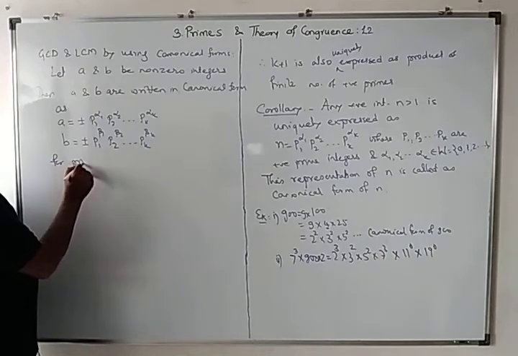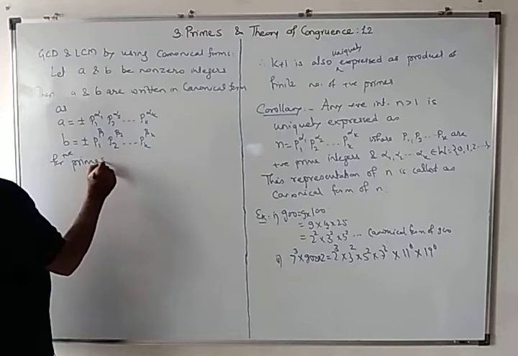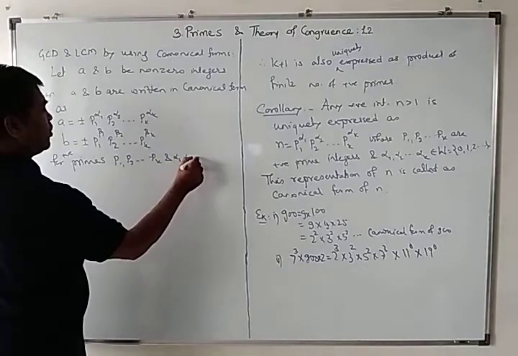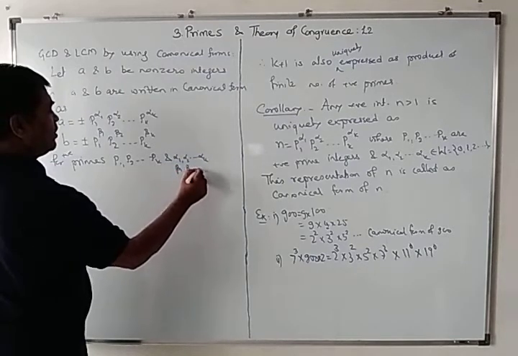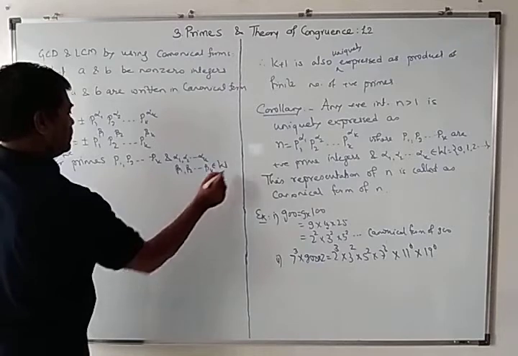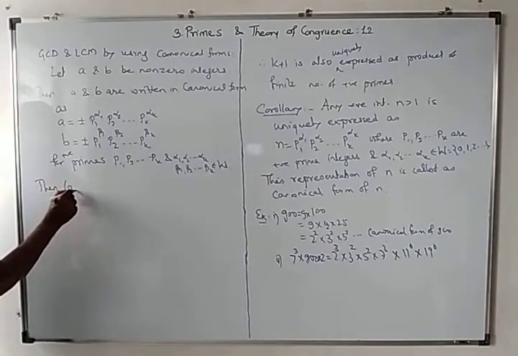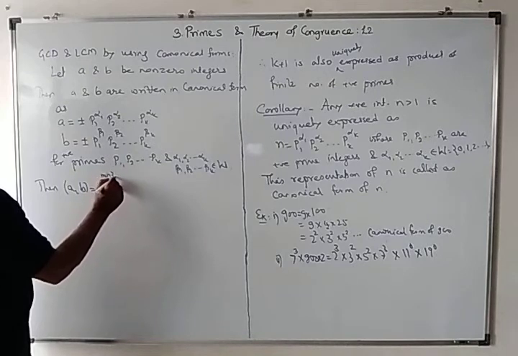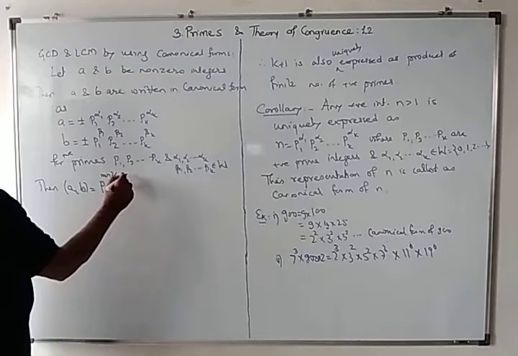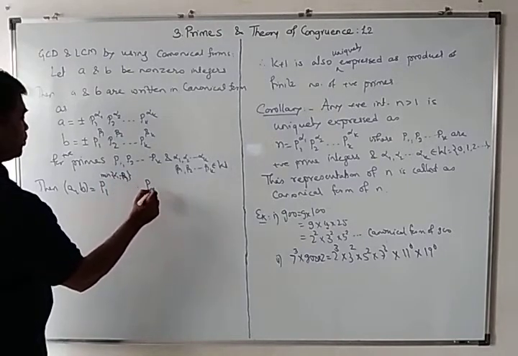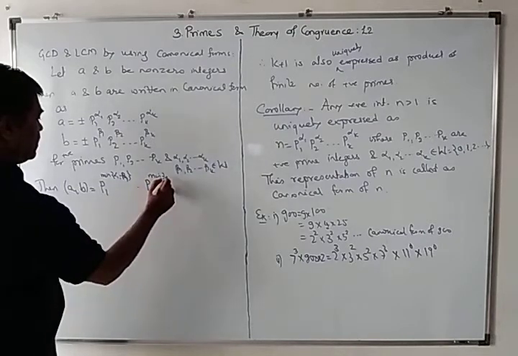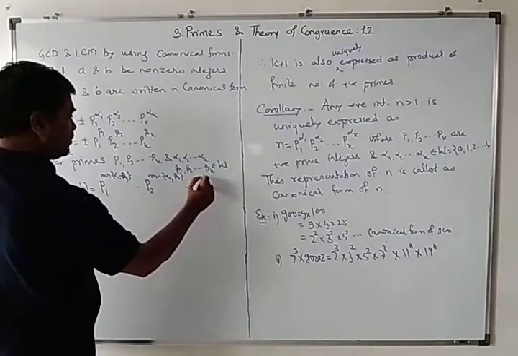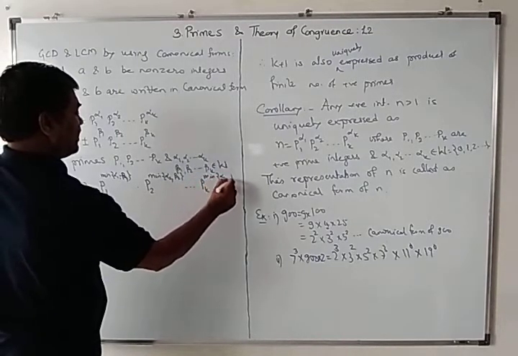For primes, positive primes, P1, P2 up to Pk, and alpha 1, alpha 2, and so on, alpha k, beta 1, beta 2 up to beta k belonging to W. Then GCD of A, B is equal to P1 raised to minimum of alpha 1, beta 1 into P2 raised to minimum of alpha 2, beta 2, and so on, Pk raised to minimum of alpha k, beta k.